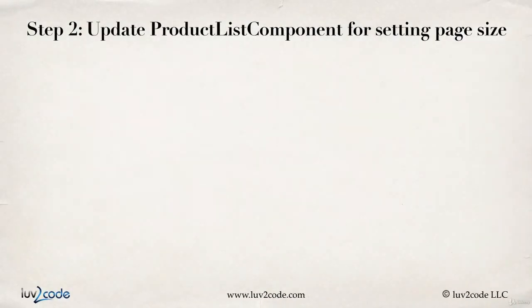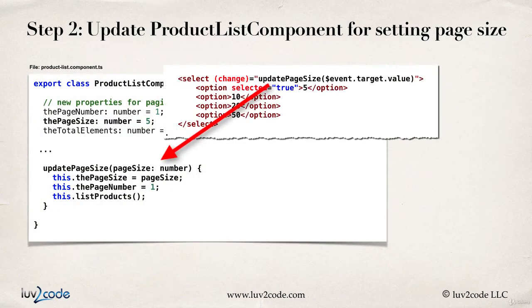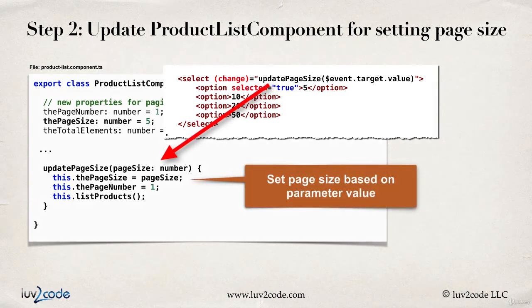Now in step 2, we're going to update the product list component for setting the page size. So remember, in the previous slide, we had a call to a method updatePageSize. So this method is actually defined here in this component. This method will take in a parameter, the page size, and then we'll simply set the page size based on that parameter value. Then we'll also reset the page number to 1, and then we simply call listProducts to list the products again for this given page size. Alrighty, so that's it with our development process. Very simple, very straightforward. Now let's go ahead and dive into our IDE and let's write this code.